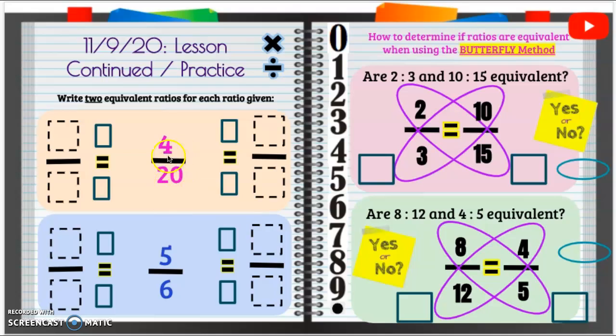So, equivalent ratios, you can either multiply or divide. You can multiply by different numbers, that's fine, or you can divide too. So, let's first of all, 4 and 20, let's multiply here. What if we multiplied both the numerator and denominator by, let's say, 2? So, 4 times 2 and then 20 times 2. 4 times 2 is going to be 8. 20 times 2 is going to be 40.